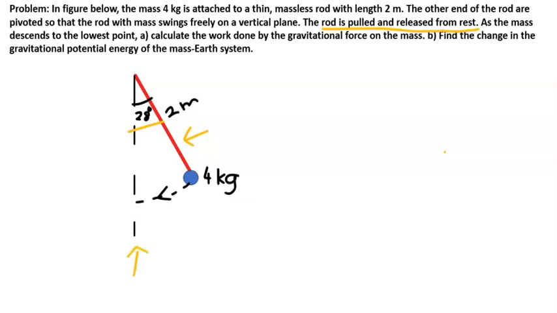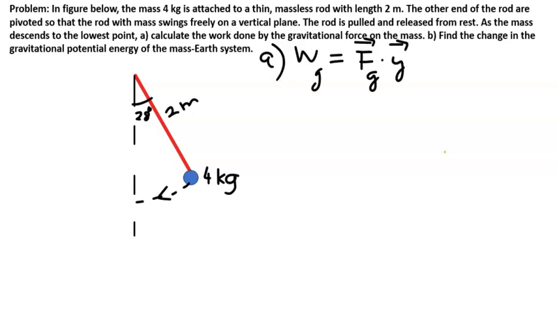As the mass descends to the lowest point, so that is the lowest point, calculate the work done by the gravitational force on the mass and also the change in the gravitational potential energy of the mass Earth system. So the work done can be computed in a similar manner. So work done by the gravitational force equals the gravitational force, in this case the weight of that mass, dotted into the vertical displacement. Now we know the weight acts like that, and that is the gravitational force.